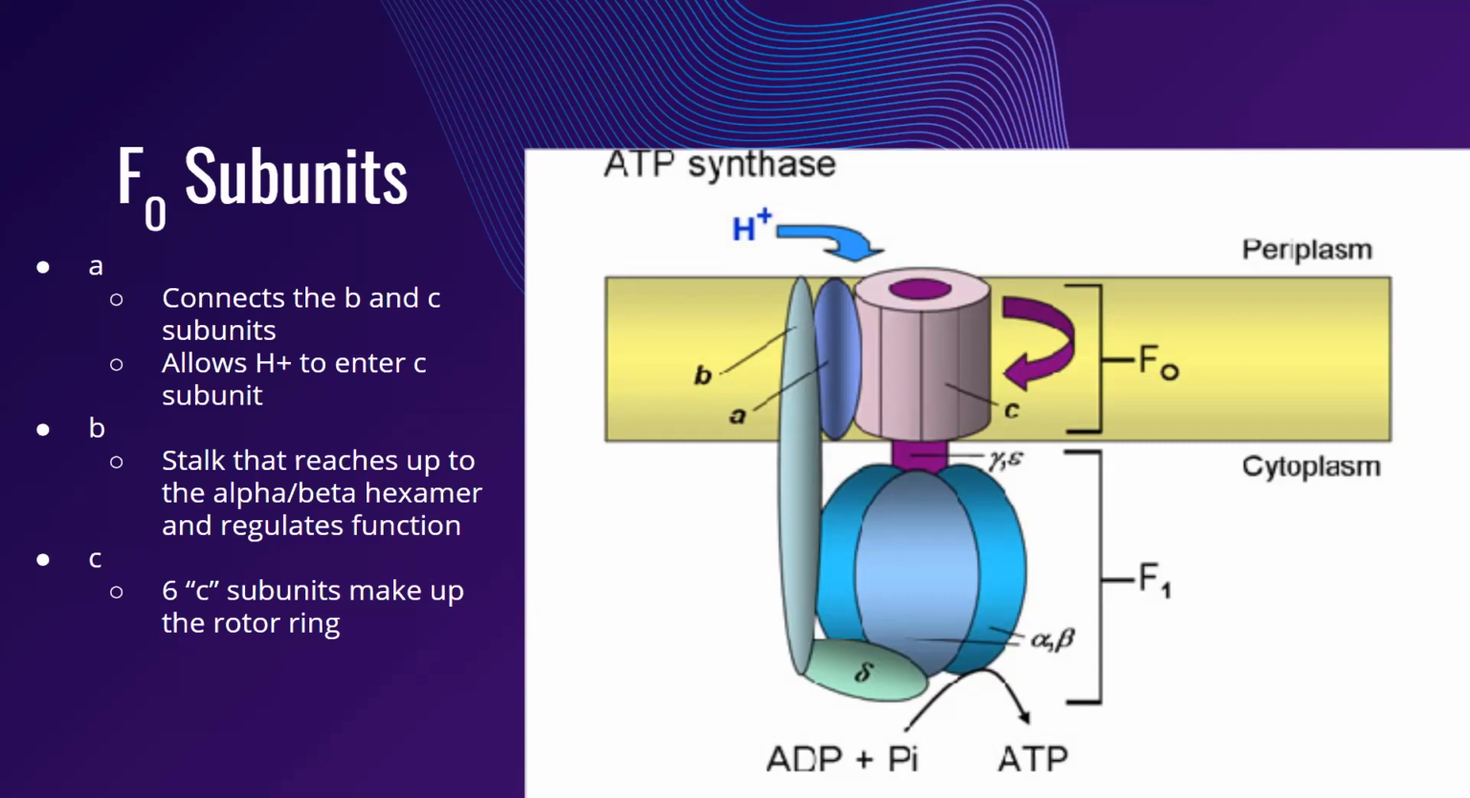Actually, in this case, it's the same diagram that I showed you before, but it's upside down. So the top is now the outside, and the bottom is now the inside of the mitochondria. And then finally, part C, it's one of the most important parts. There are actually 6 so-called C subunits that make up the rotor ring. These turn and allow the protons to go in and are connected to the hexamer on top with the alpha and beta subunits of F1. This allows the entire thing to rotate.